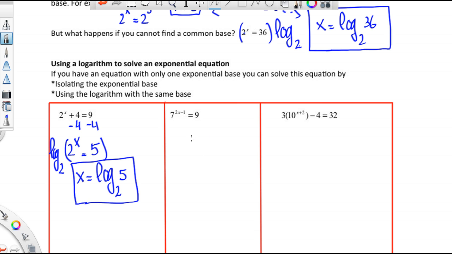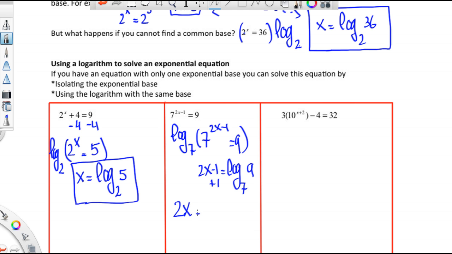Okay, over here the exponential base is isolated, so we can immediately take a log base 7. If we take the log base 7 on both sides, and again, I'm going to rewrite it once this way so that you can see, this base and that base match. Then you just get 2x minus 1 here, and then on the right, you would get the log base 7 of 9. And then it's like solving a linear equation at this point. You've got to add 1 on both sides. So if you add 1 on both sides, you get 2x equals.